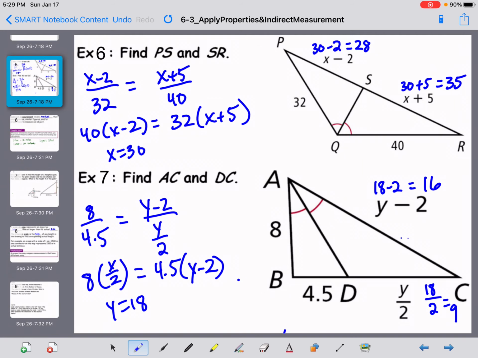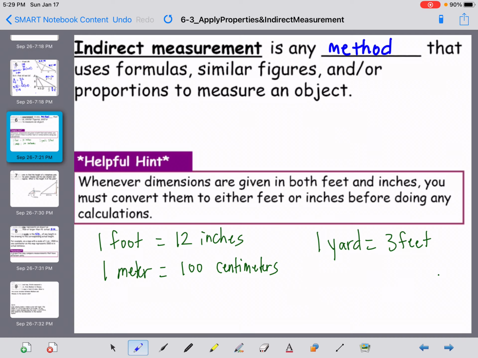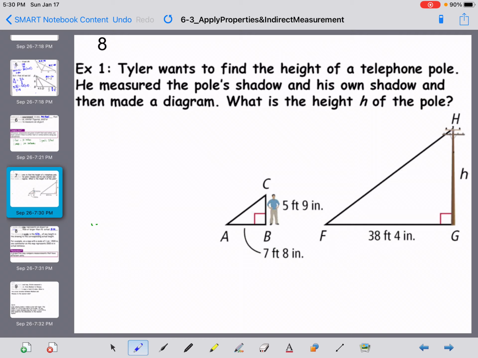Couple more problems. We can do this. Indirect measurement is any method that uses formulas, similar figures, and/or proportions to measure an object. So what we've been doing is indirect measurement. We've been using those proportions to find missing values. That's all. Here's another example. Tyler wants to find the height of a telephone pole. He measured the pole's shadow and his own shadow and then made a diagram. What is the height h of the pole?